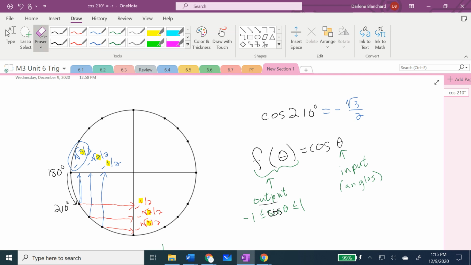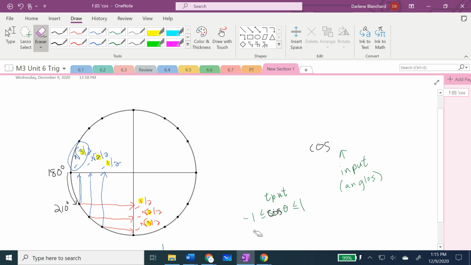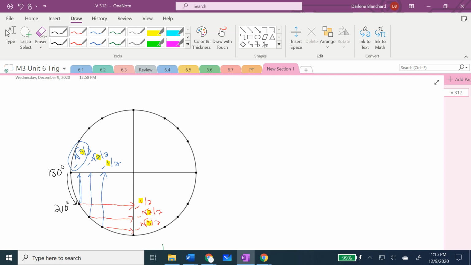I'm going to start talking about the other 4 trig functions, but first I want to double check that you're feeling comfortable with sine and cosine. So I'm going to give you some sines and cosines, and I want you to see how quickly you can figure them out.